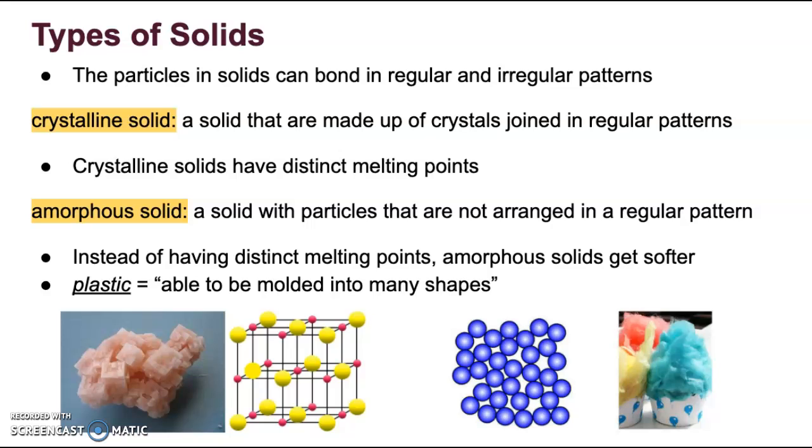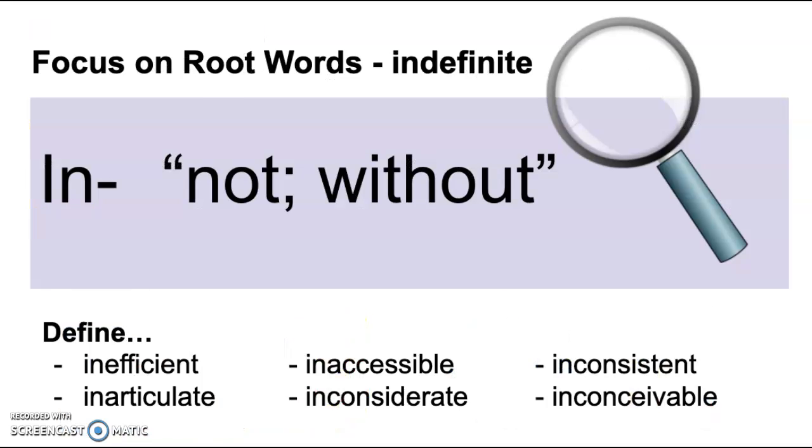As temperature is increasing, what's actually happening, and the reason we can suddenly start to change the shape a little bit, is that the particles are gaining energy. They're gaining the ability to move ever so slightly away from one another.